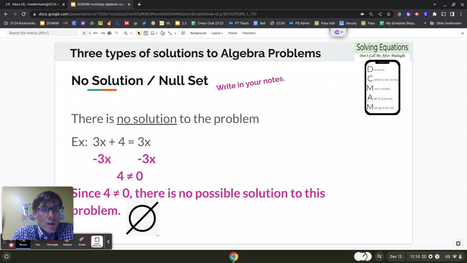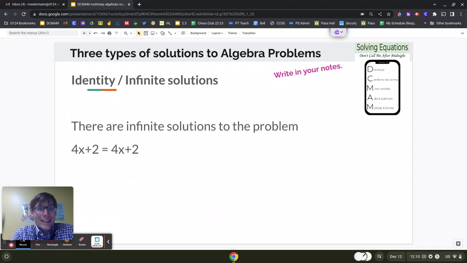All right. So the first one we looked at was one solution. The second one we looked at is no solution. And we're going to look at a third type, which is what we call the identity, or an infinite number of solutions. So if you remember the identity problem, or identity basically is a number equals itself.